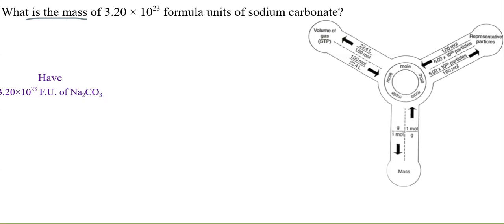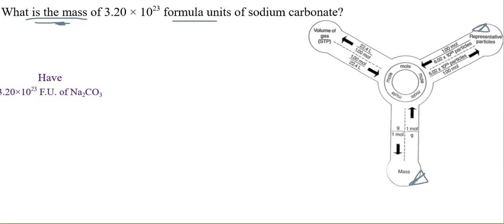So in this example here, we have a mass of 3.2 times 10 to the... it's asking for the mass. My apologies, I didn't read that right. What is the mass of 3.2 times 10 to the 23 formula units of sodium carbonate? So formula units would be a particle, okay? And we're looking for mass in the end, so we need to end up down here.